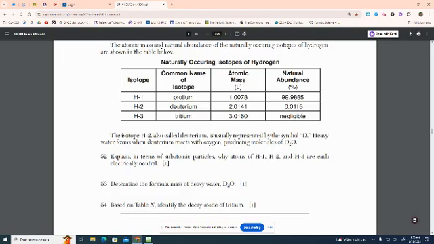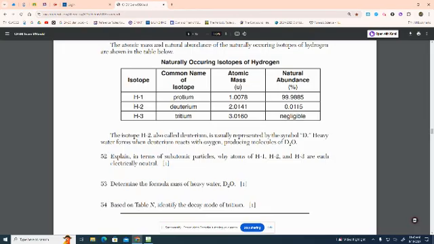This is what it says. The atomic mass and natural abundance of the naturally occurring isotopes of hydrogen are shown in the table below. The isotope H2 is also called deuterium, usually represented by the symbol D. Heavy water forms when deuterium reacts with oxygen, producing molecules of D2O. Okay. Explain, in terms of subatomic particles, why H1, H2, and H3 are electrically neutral. Okay? We can't do 53 and we can't do 54, but we can answer 52.